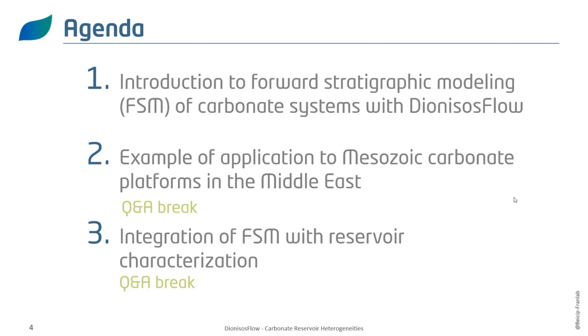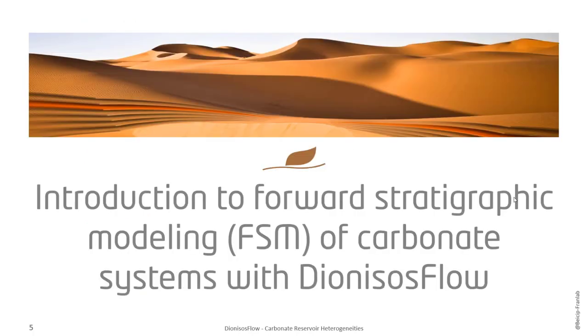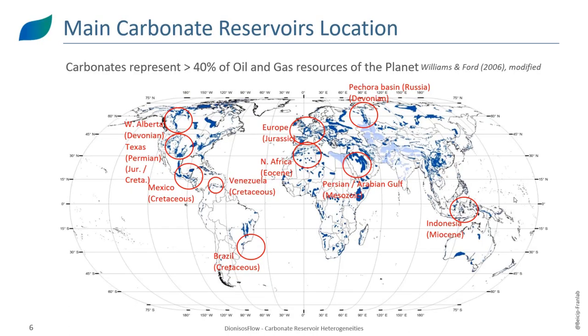So firstly, I'll introduce forward stratigraphic modeling of carbonate systems using DionisosFlow. As most of you know, carbonate systems represent more than 40% of oil and gas reservoirs in the world. They are spread along the stratigraphic record from the Paleozoic to the Mesozoic to the Cenozoic, and they have a major importance in new oil and gas discoveries around the world.